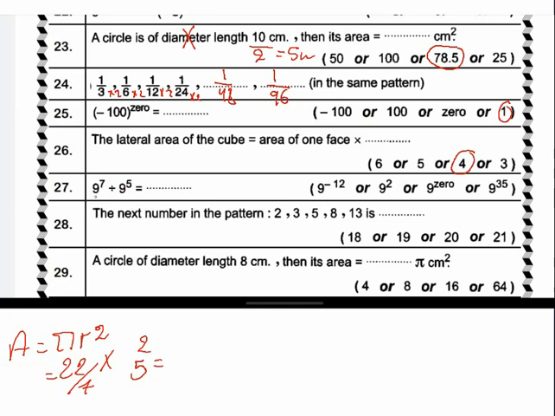Here division, the same base, so take the base and subtract the powers. 7 minus 5 will be 2. Or check it by using a calculator.